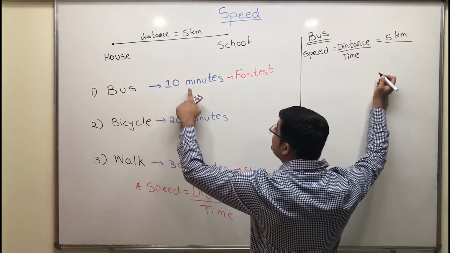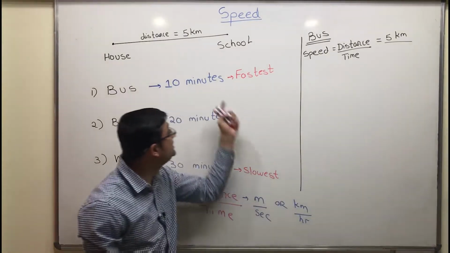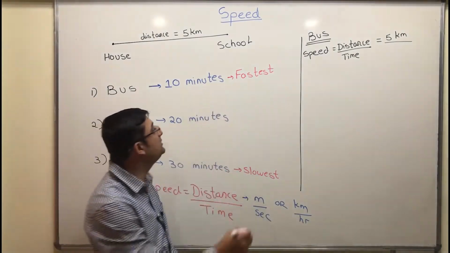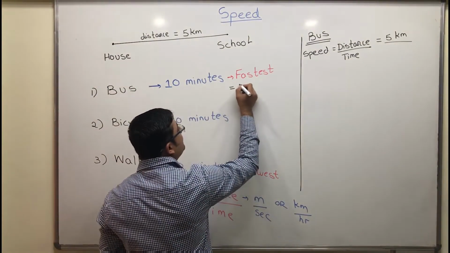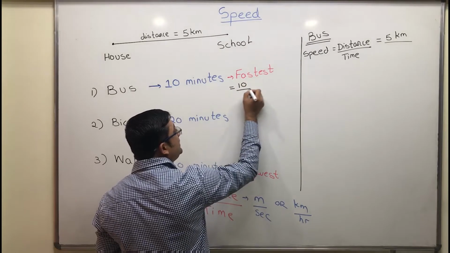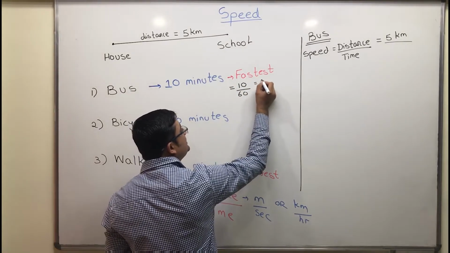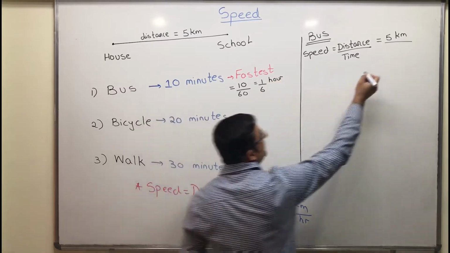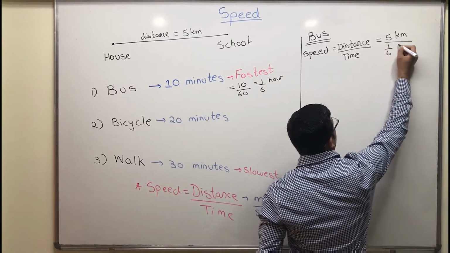Now divide this by time. What is the time the bus takes? It takes 10 minutes. Now see, here the unit is minutes. I want it in hours. So we'll convert minutes to hours. How do we convert minutes to hours? Divide by 60. So 10 minutes divided by 60. So this is basically 1/6 of an hour. Is this clear? So I write this value over here, 1/6 of an hour.